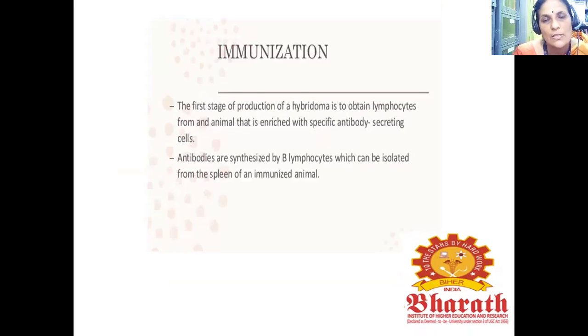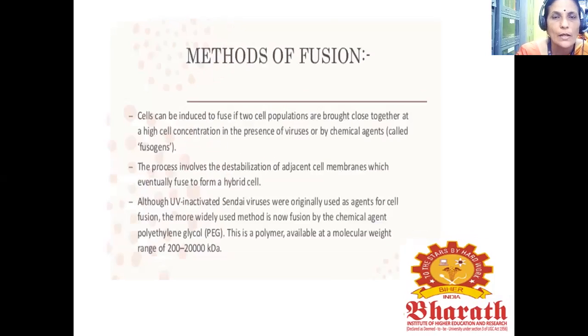First, the first stage, immunization. The first stage of production of hybridoma is to obtain lymphocytes from an animal that is enriched with specific antibody-secreting cells. The antibodies are synthesized by B lymphocytes, which can be isolated from the spleen of an immunized animal. And the next step is the methods of fusion.